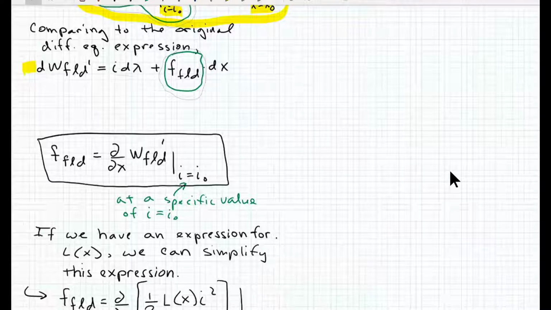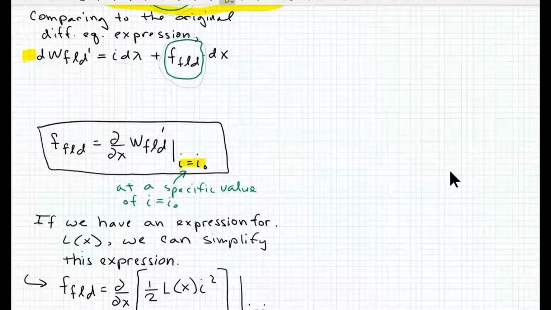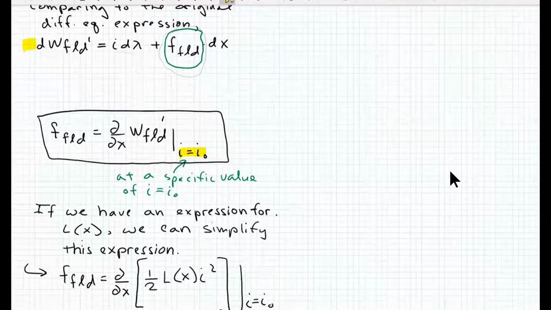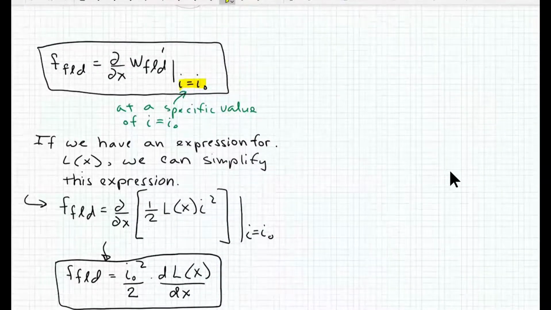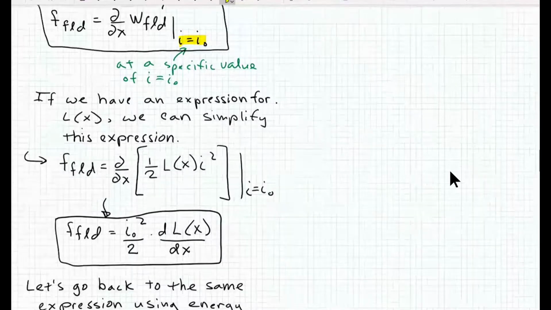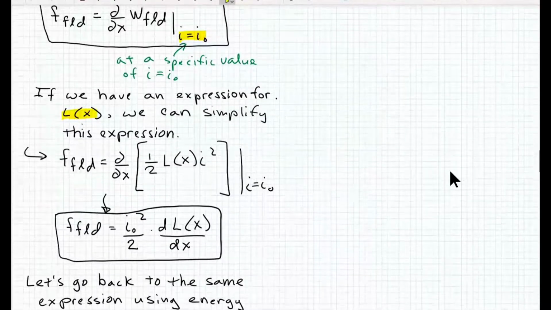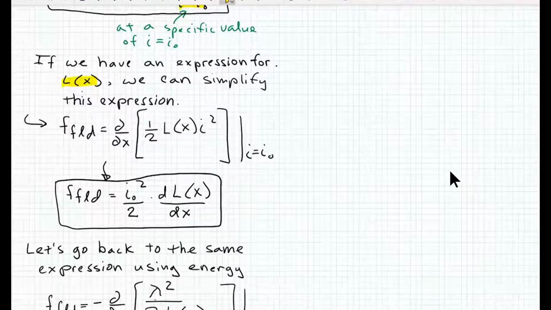And I'm going to review all of our equations that we derived in just a moment. This is again evaluated at a specific value of current. That must be remembered, okay? It's a typical mistake people make on tests sometimes, not understanding that. Now, if we have the expression for L given to us, so if we know what L is, we can actually plug in our co-energy and come up with another expression for force.